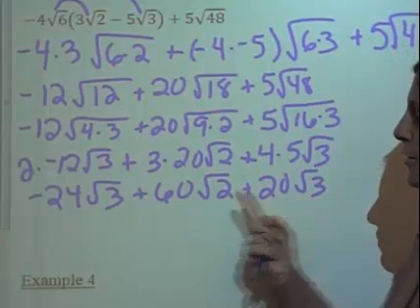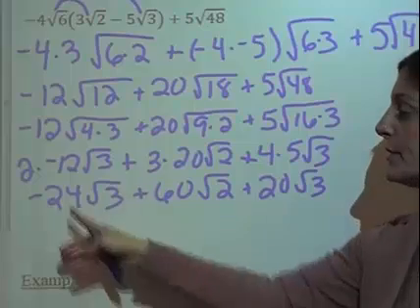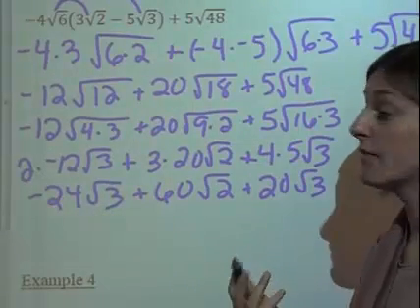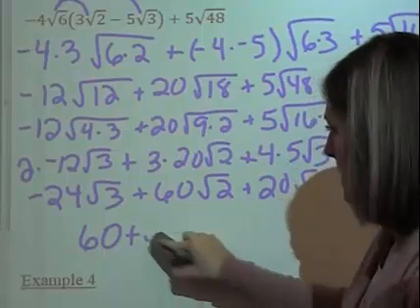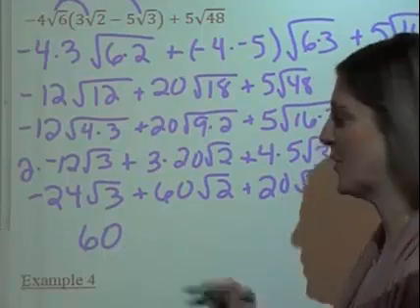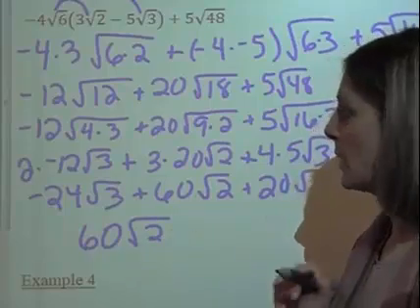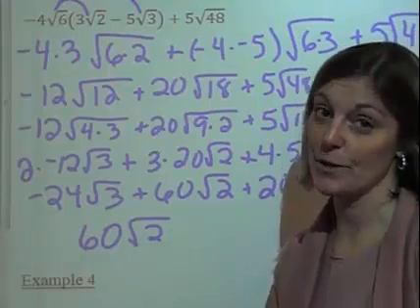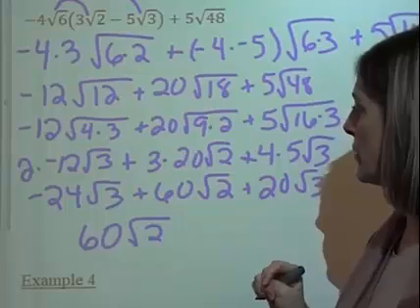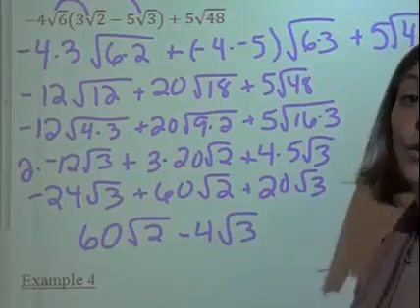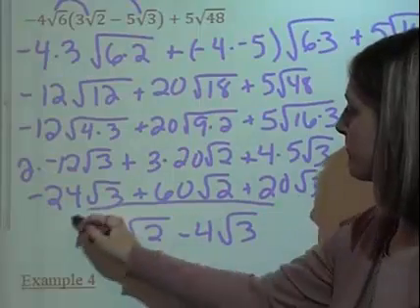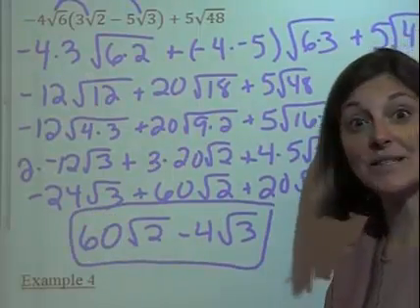And then we have square root of 3 here, square root of 3 there, so we combine like terms. -24 plus 20 is -4. So you can write 60, not plus, it's going to be 60 times the square root of 2. Okay? It's okay to make mistakes as long as you see them. All right, so 60 square root of 2, and then we're going to combine these, and it was -4 square root of 3. And that is your answer.